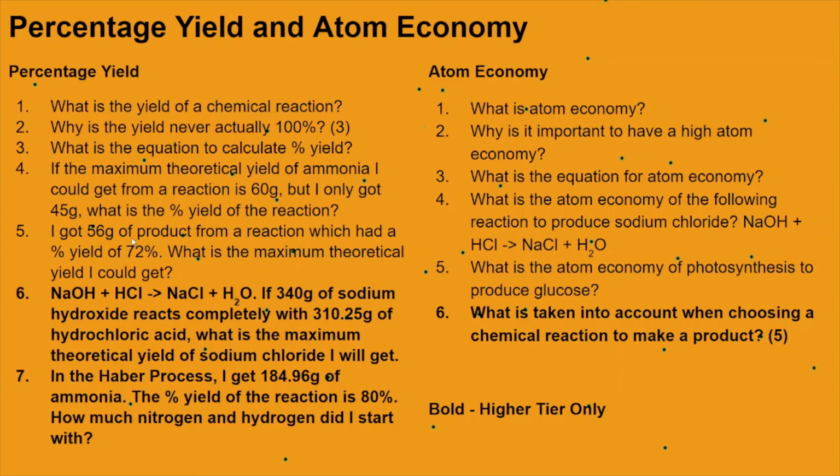Here's another question. I got 50% of a product from a reaction which had a percentage yield of 72%. What is the maximum theoretical yield I could get? Again, we have to rearrange our formula.